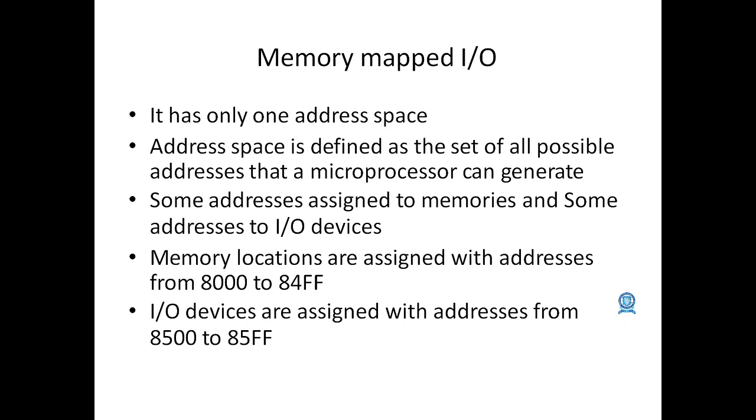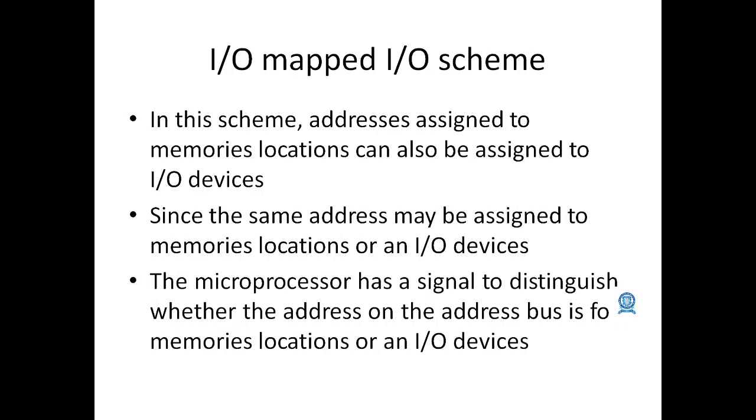Memory mapped input-output. It has only one address space. The address space is defined as the set of all possible addresses that a microprocessor can generate. Some addresses are assigned to memories and some addresses to input-output devices. Memory locations are assigned addresses from 8000 to 84FF. Input-output devices are assigned addresses from 8500 to 85FF.